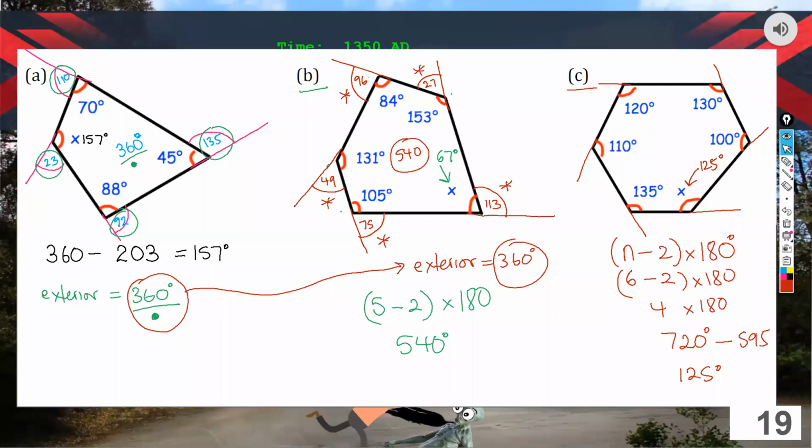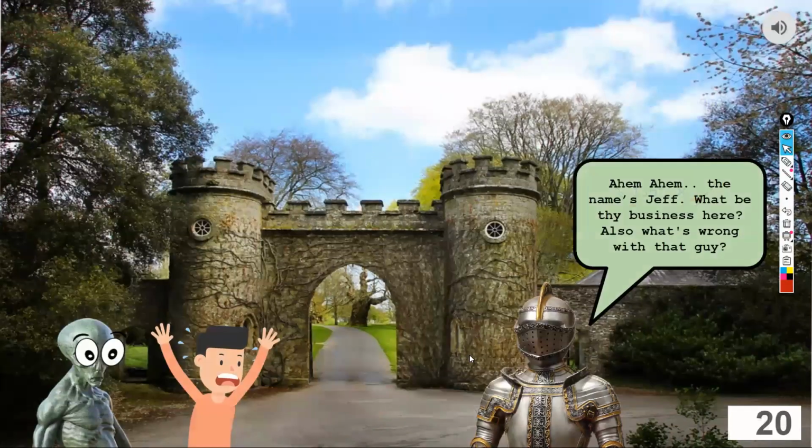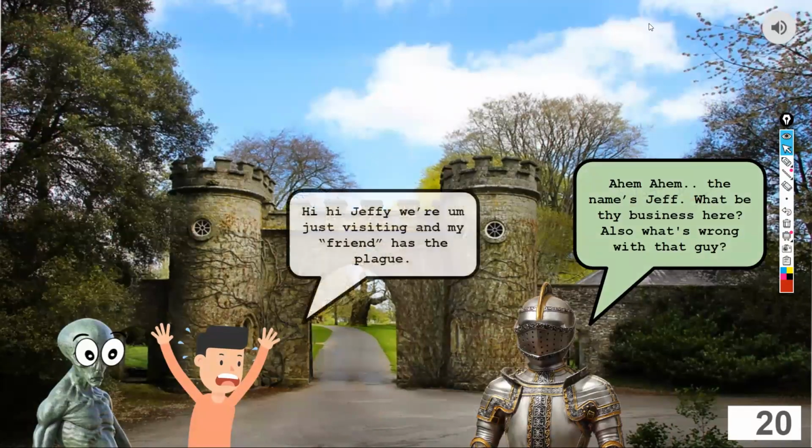Slide is about, I think we have a little cutscene here. All right, so it seems that our protagonist has ended up in the medieval times.